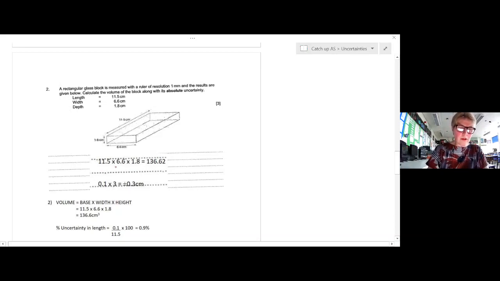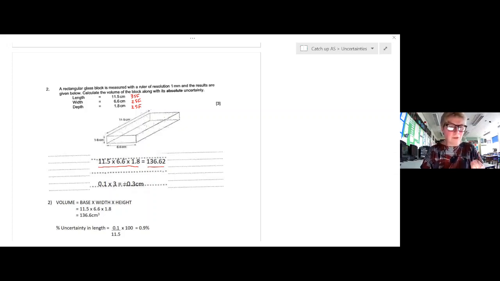Now, have a look at the significant figures here. There's 3 significant figures here, 2 here, and 2 here. What your answer should be is to the same number of significant figures as the least number of significant figures in the question. So we should be maybe doing it to 140, but you are allowed to go to one more significant figure.